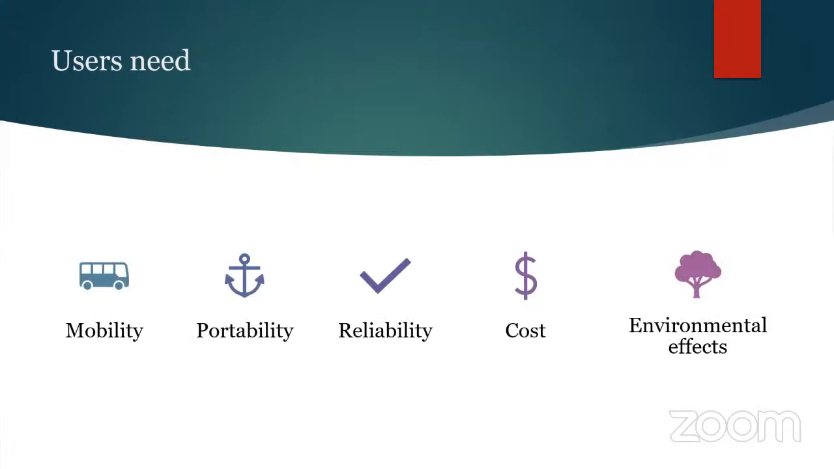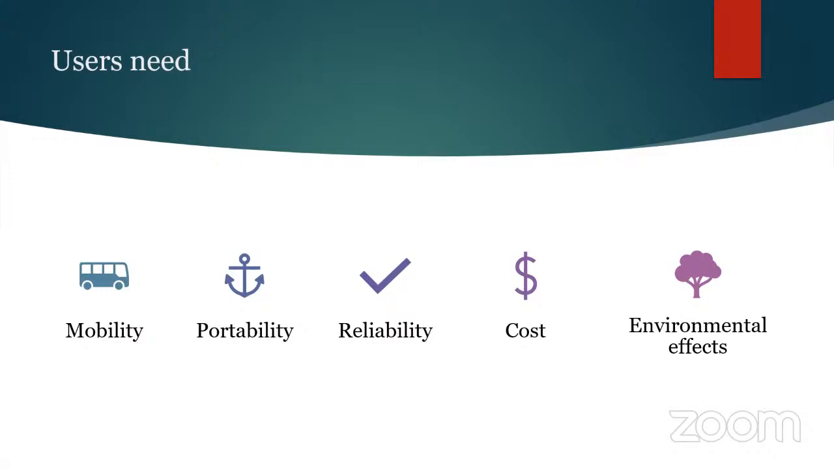Now, in general, we can categorize that all the devices required by the users, whether it's a laptop, a mobile phone, or any electronic device made by a chip, should have mobility. Here, mobility can be defined as the ability for users to communicate anytime, anywhere with anyone. Next, it should be portable, that is, it can be connected to any network. Then it should be reliable. It should be cost effective, the cost should not be very high. And the environmental effects should also be minimum. These are the majorly desirable features for any VLSI device.